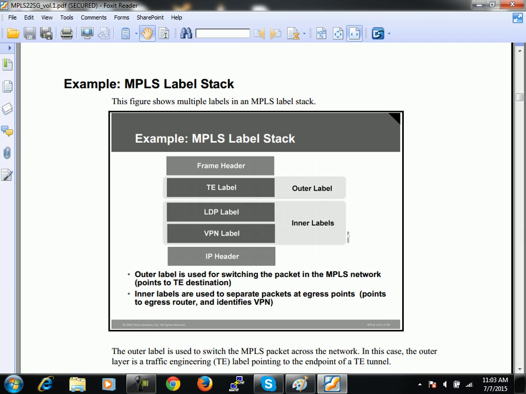In this sequence, whenever a router receives this packet, first of all it will open only the traffic engineering label, which is the outer label, then it will open the LDP label, and then finally the VPN label, right? In this sequence, these labels get inserted in between the layer 2 and layer 3 header. If you are using traffic engineering, VPN and LDP, then first the traffic engineering label, then the LDP label, and then finally the VPN label. If you are using only VPN, then the LDP label will be the outer label, and the VPN label will be the inner label.